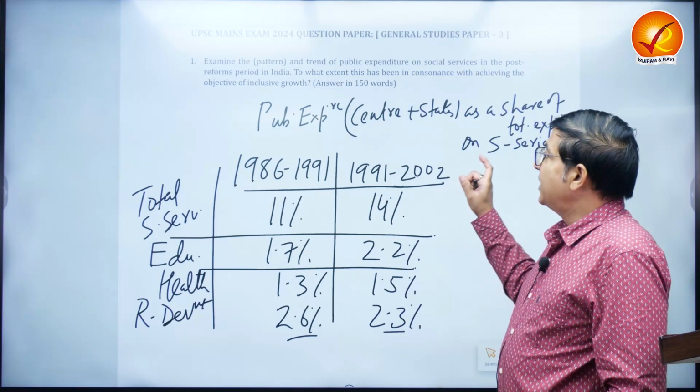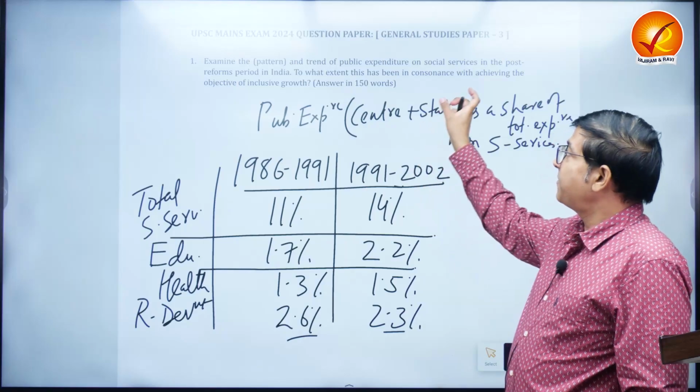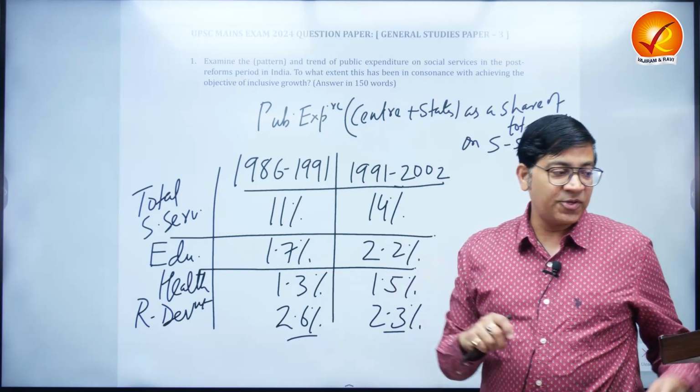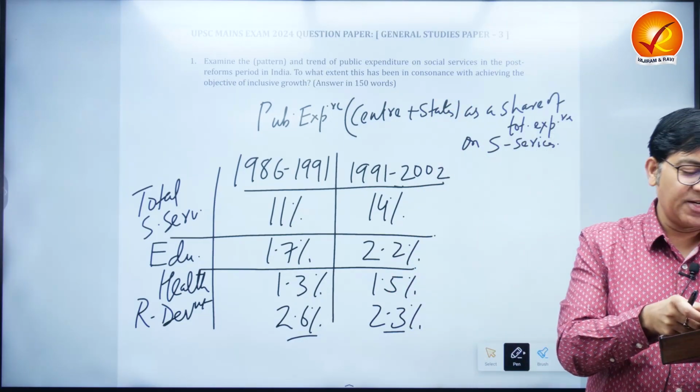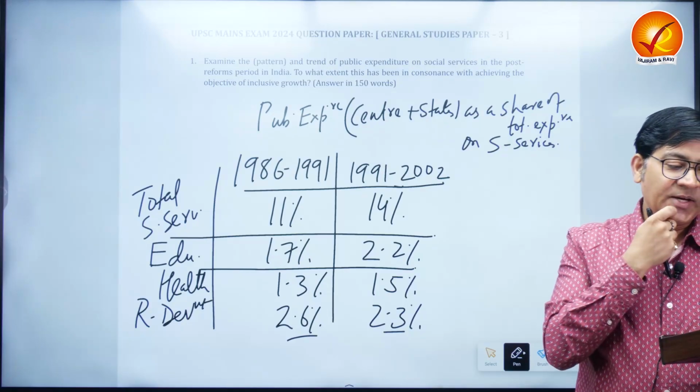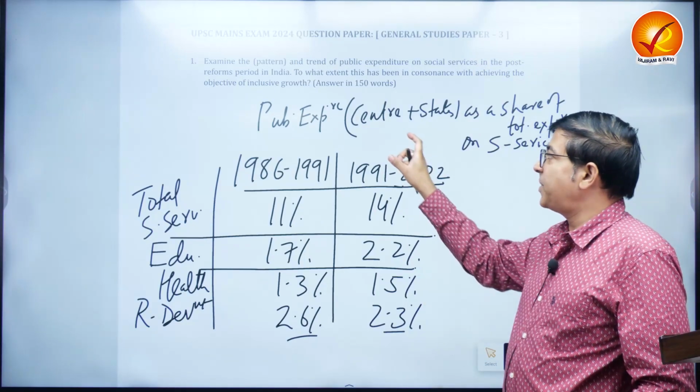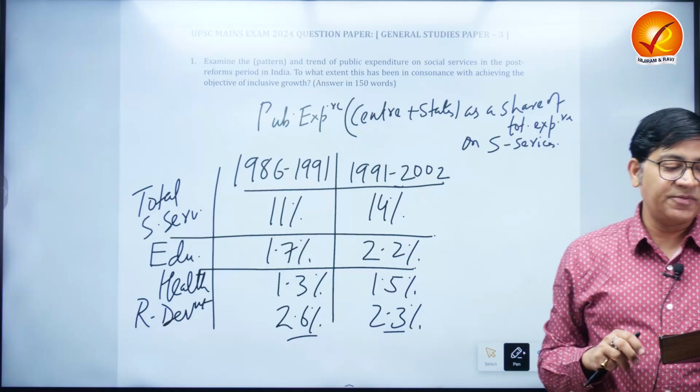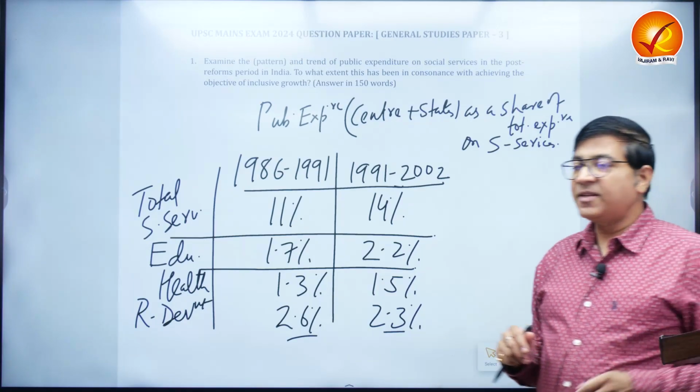Although the question doesn't end here. After that, you also have to give, by the way, other figures also, you can give the percentage, the public expenditure as a percentage of GDP, which is not increasing much.